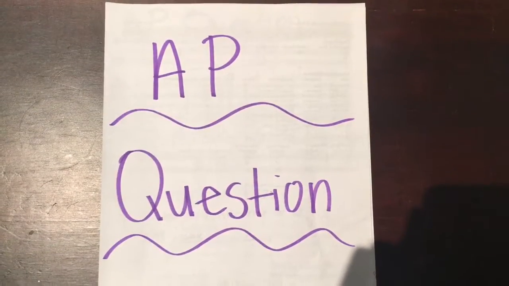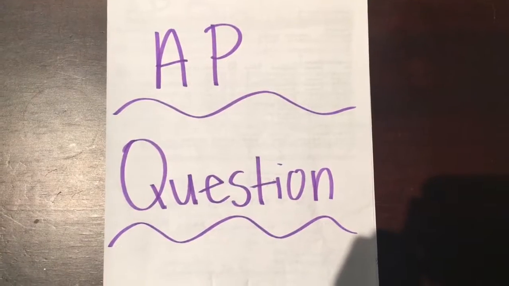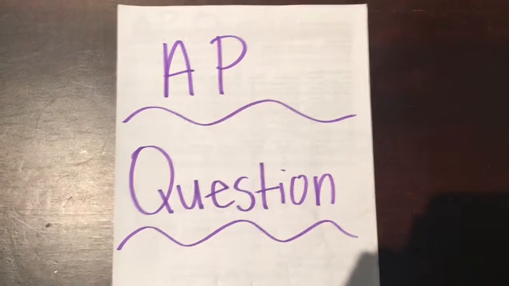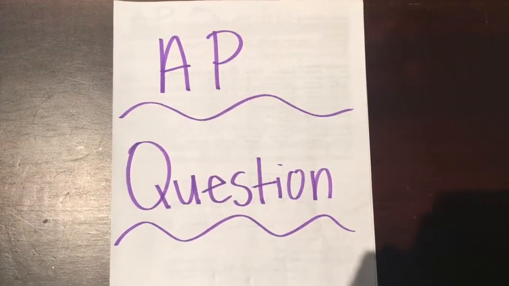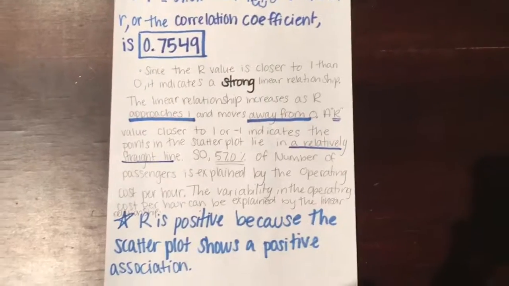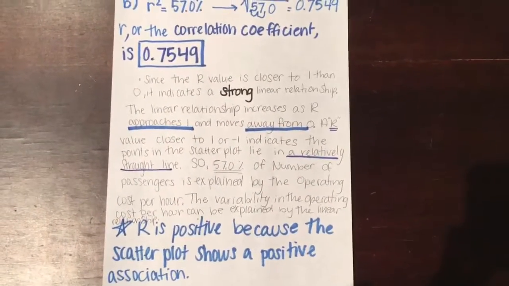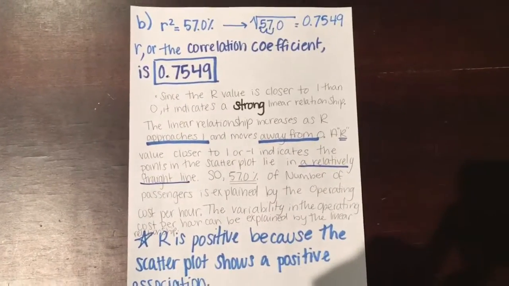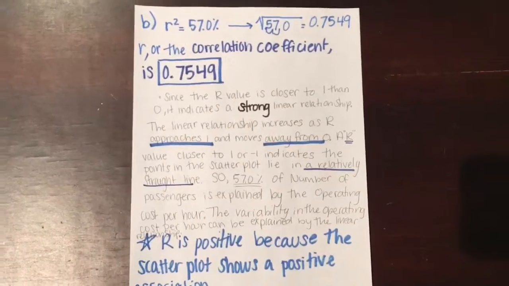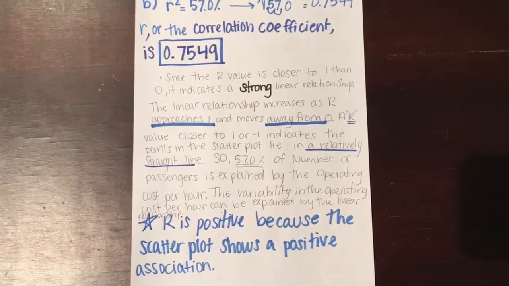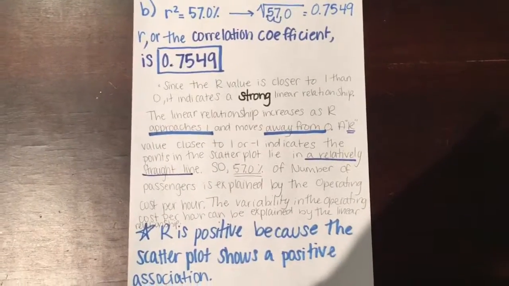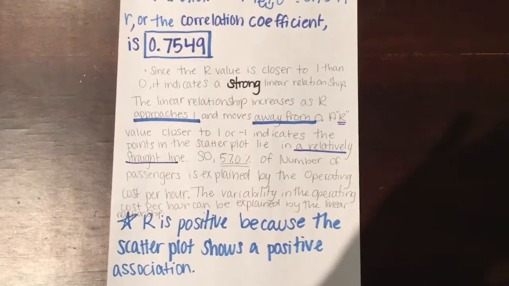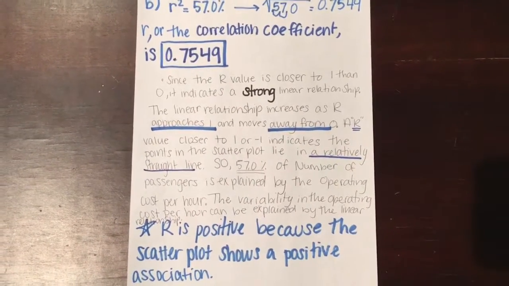Part B of the AP question asks, what is the value of the correlation coefficient for operating costs per hour and number of passenger seats in the plane? Interpret this correlation. What this problem is asking for is r, which is the correlation coefficient. And so I took r squared. They gave us r squared, which was 57%, and I square rooted it, and I got 0.7549. So the correlation coefficient is 0.7549.